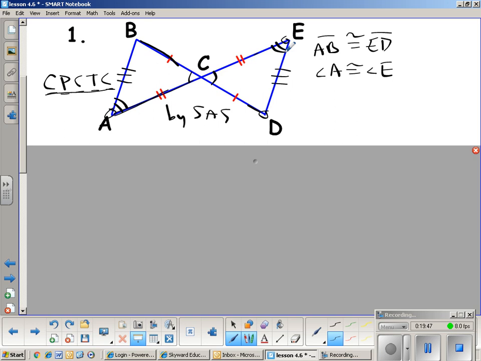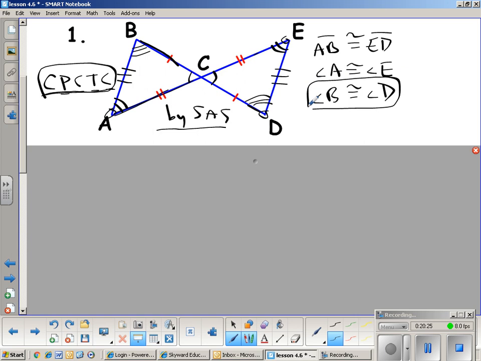So who can answer the last question? Angle B is congruent to angle D. Three facts that were not already stated, and those are all true statements because of this. So if this was a proof, and they ask you to prove that angle B is congruent to angle D, you would have proved the triangle is congruent by this, and then you would have made this statement. And your reason for that would have been CPCTC. Okay?